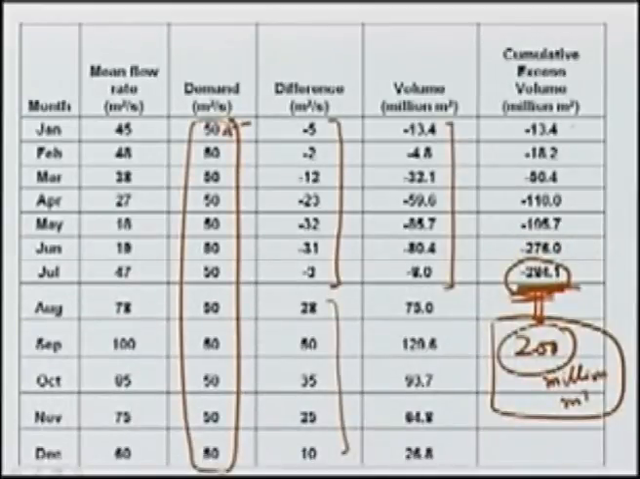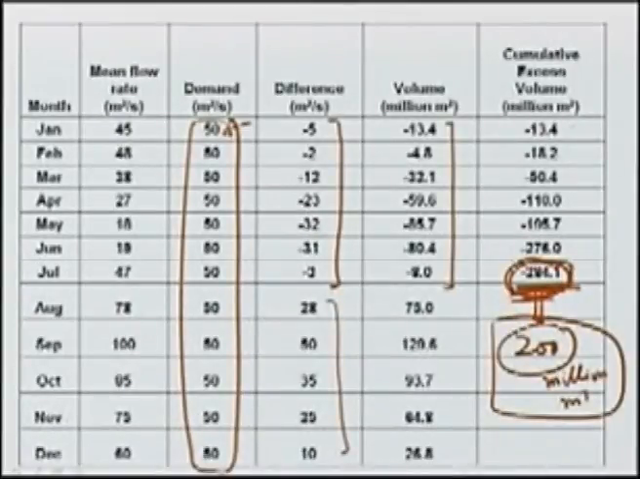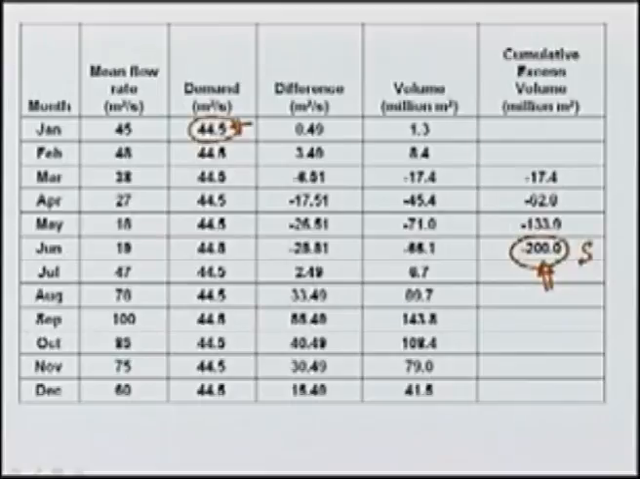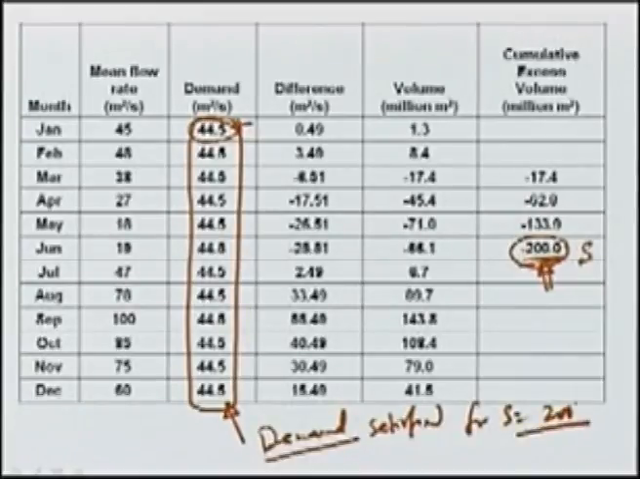So, in that case, we start with any value. Suppose we have started with this 50 and we have obtained minus 284.1, or we have started with 45 and we have obtained this 205.1. One option would be to do some kind of interpolation between 45 and 50. At 45 we have 205.1, at 50 we have 284.1. So, a little extrapolation will give us the value for 200, but using the spreadsheets, we can put any value here. This value will be different from 200, and then we ask the computer what should be this value to make this 200, and in this case it turns out to be 44.5. So, this is the demand which can be satisfied for 200 million cubic meter of storage.